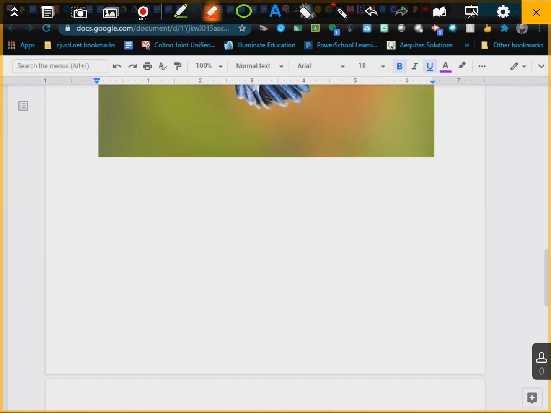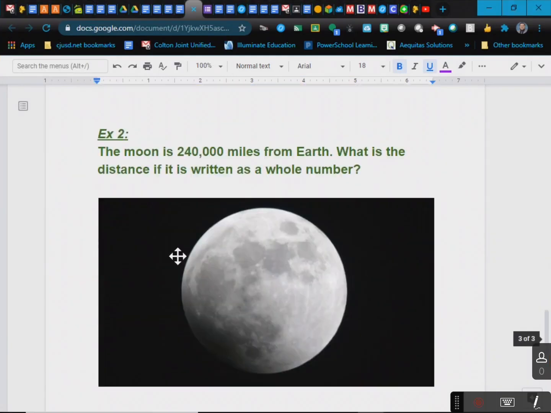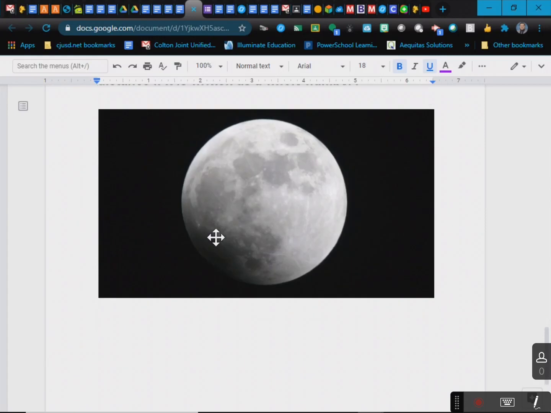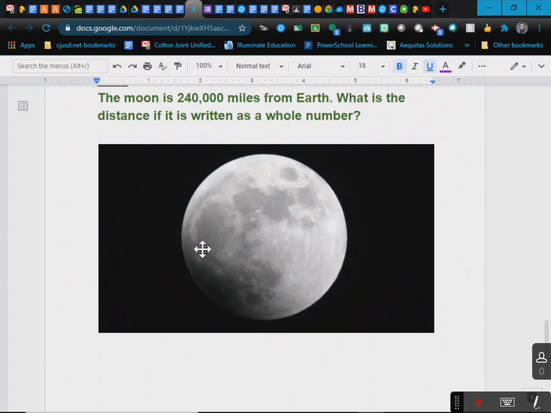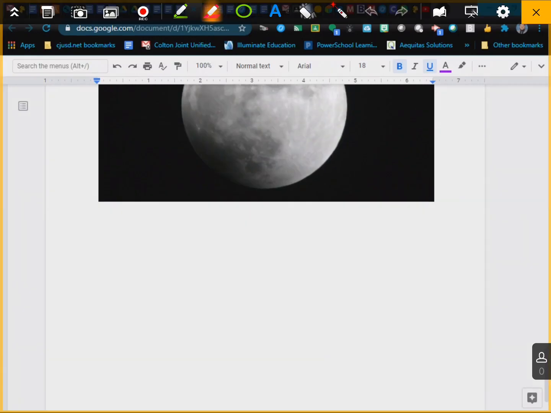Let's go ahead and do the final example. Now in the final example, it's the opposite. They give you a number and they're telling you, well, what's that going to be written as if you're doing an equation with exponents? Okay? So it says the moon is 240,000 miles from Earth. What's the distance if it is written as a whole number? Okay? And I think they meant like as an expression.